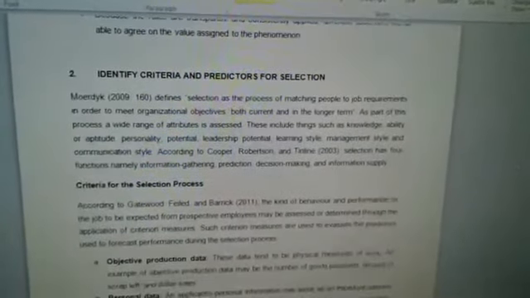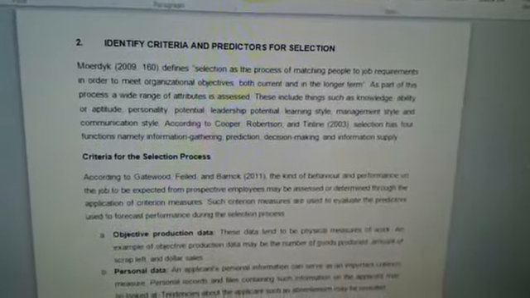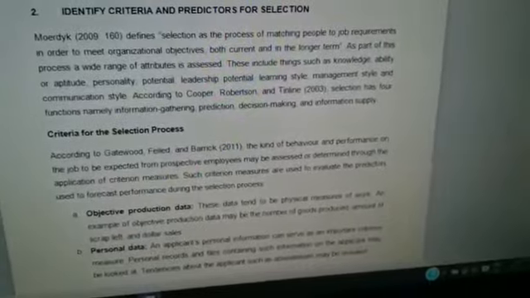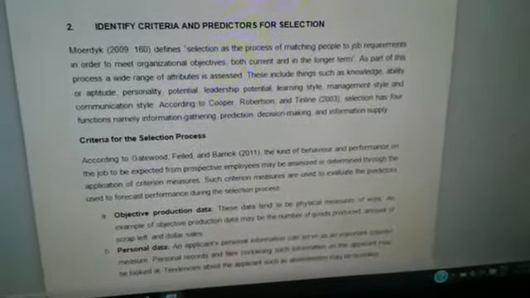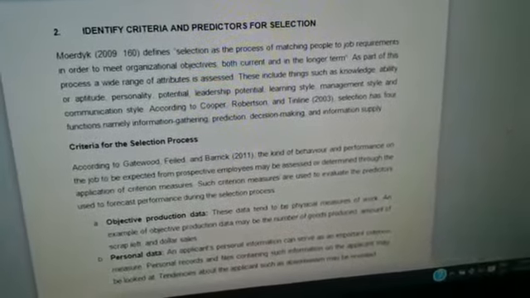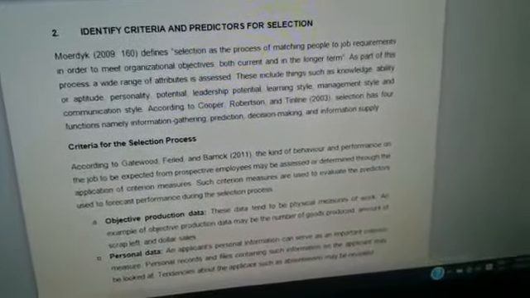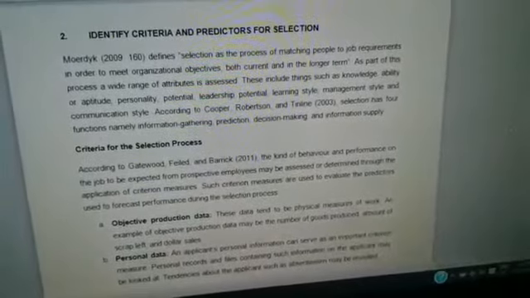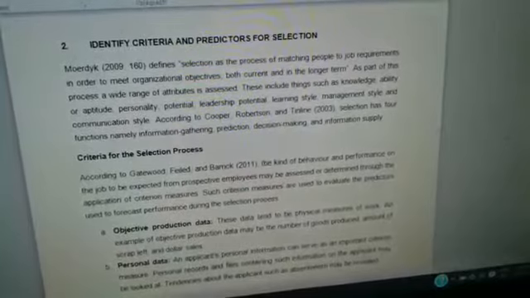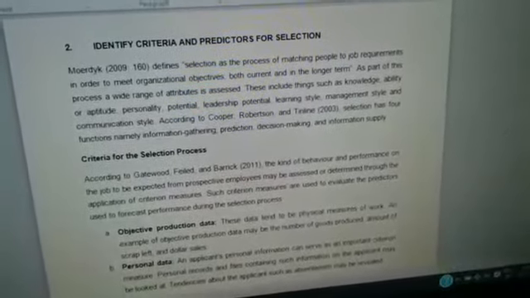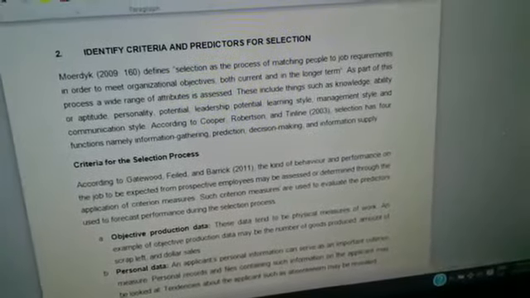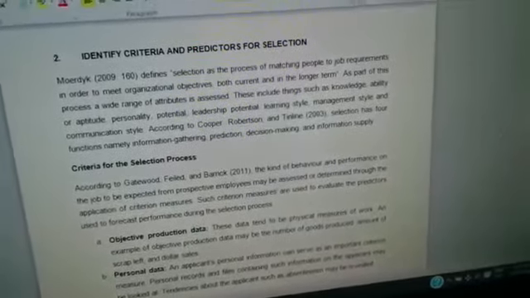Identify criteria and predictors for selection. Moerdijk defines selection as the process of matching people to job requirements in order to meet organizational objectives, both current and in the longer term. As part of this process, a wide range of attributes is assessed. This includes things such as knowledge, ability or aptitude, personality, potential, leadership, learning style, management style, and communication style.